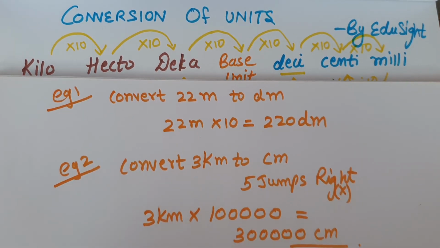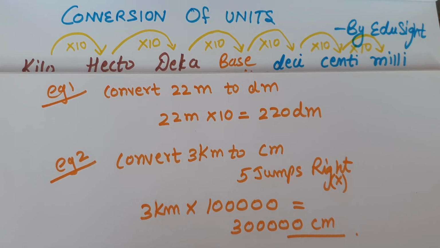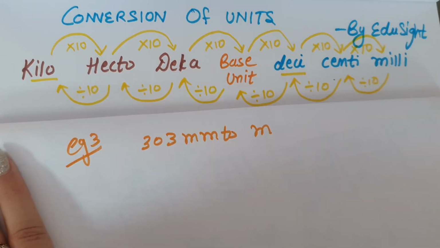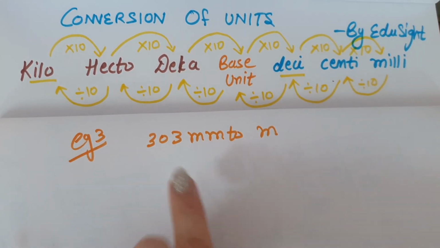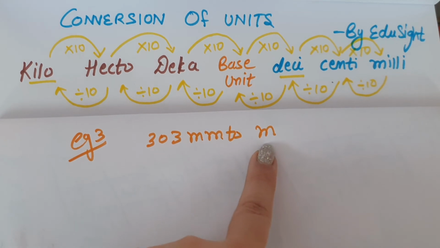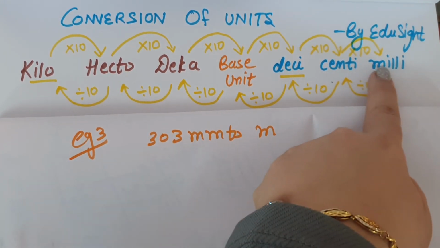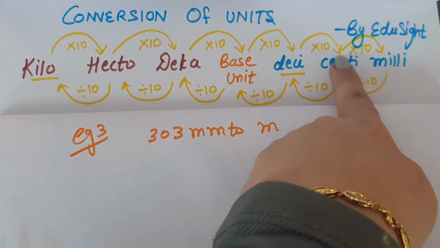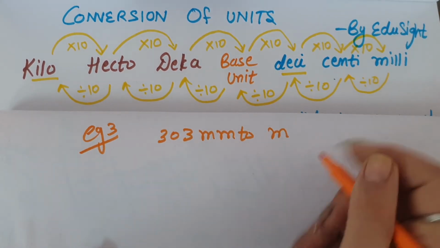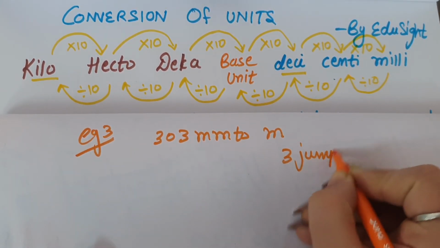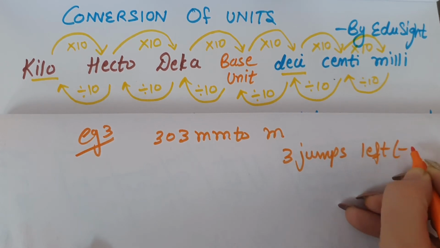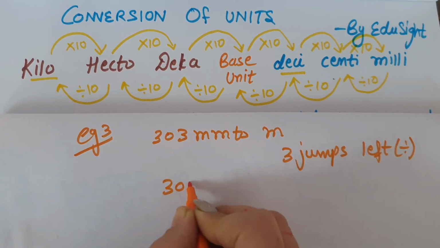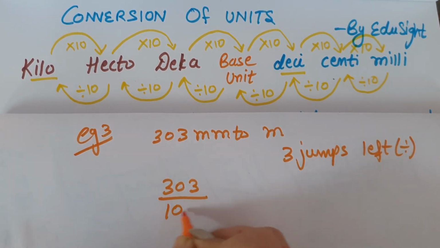Now this is how we are going from bigger unit to smaller unit. Now let's see how to convert smaller unit to bigger unit. Third example, 303 millimeter to meter. So I can say millimeter to base unit, that is meter. So how many jumps on the left? 1, 2, 3 jumps on the left. 3 jumps to left. Left means divide. 3 jumps means 3 zeros. So 303 divided by 1000.